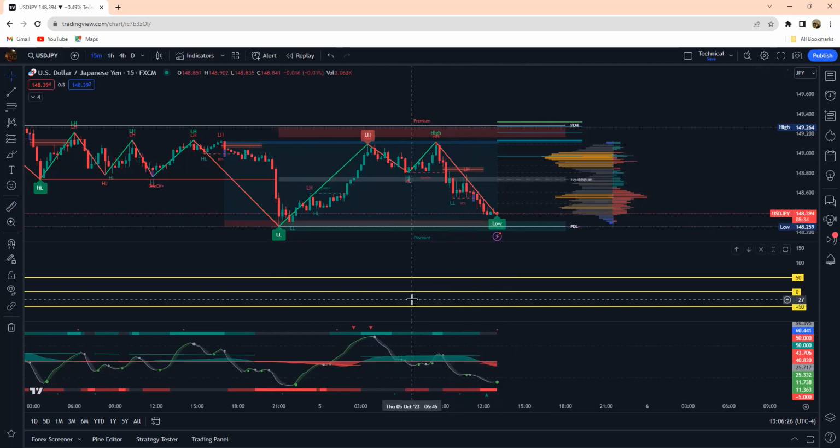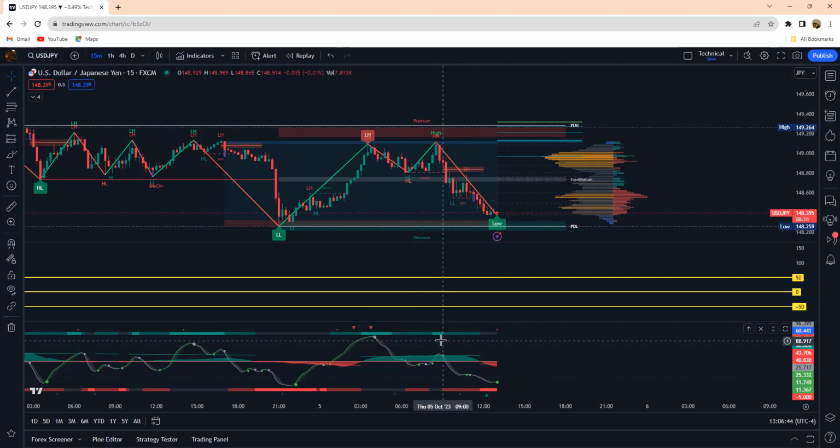Now, how do we utilize our oscillator right here? So this is how we utilize the oscillator. Again, it's additional confluence, not necessarily needed for your analysis or your entries, but good to have to verify and validate what you're seeing in the market, right?